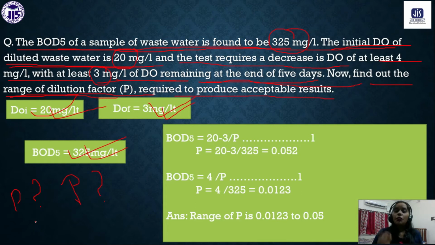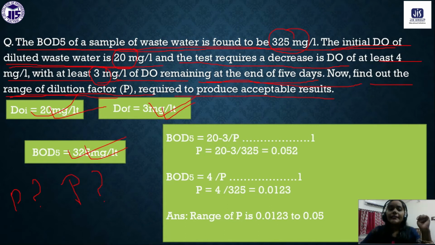So at that time you have to find out two p values, two dilution factors. Otherwise you cannot produce the result. You cannot produce the range of the dilution factor. Understand? Okay, now the second question: for this numerical, which equation do we have to use, the modified test equation or the previous test equation?